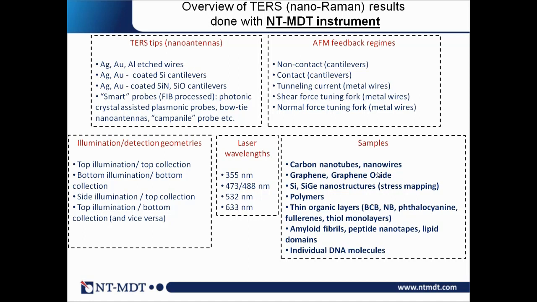TERS mapping was successfully done on carbon nanotubes and different nanowires, graphene and graphene oxide, silicon, silicon germanium, semiconductor nanostructures, polymers, thin organic layers of various types, various biological objects, amyloid fibrils, peptide nanotapes, lipid domains, and finally individual DNA molecules. And in most of these experiments, people were aiming not just for single point spectroscopy but for high resolution 2D TERS mapping. I have demonstrated some of the data, not all of it because there is not enough time for that.